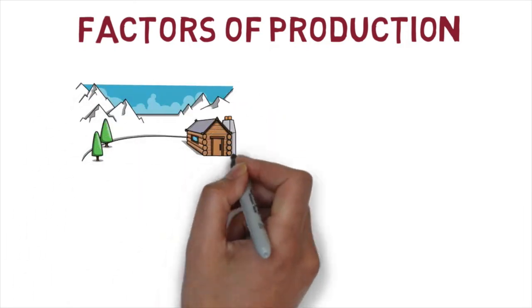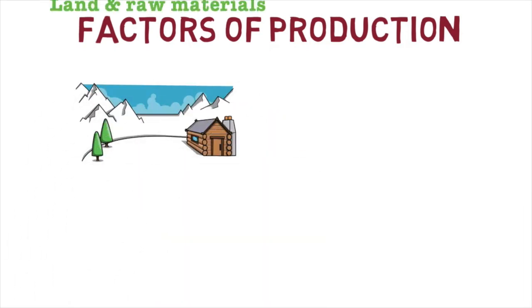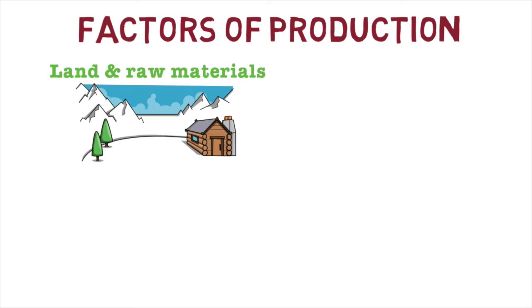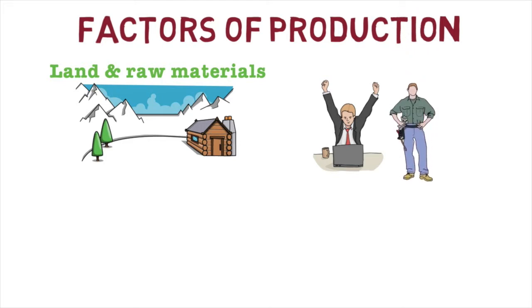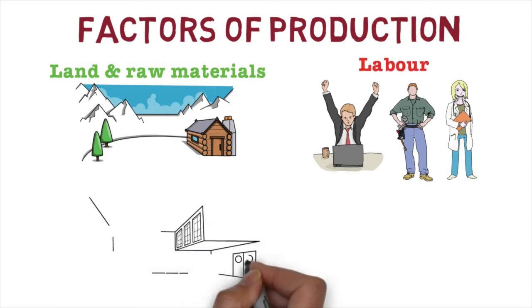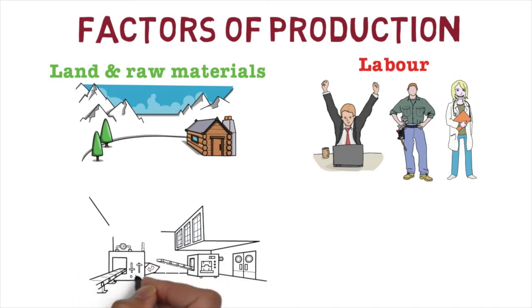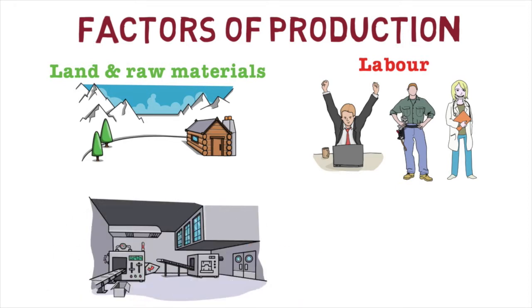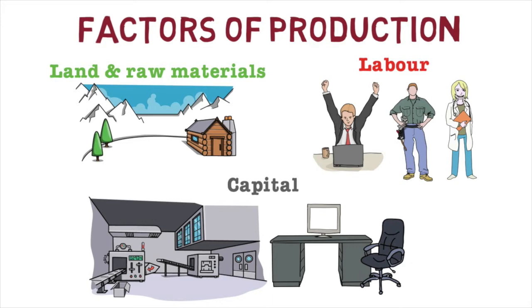The first one is land and raw materials, so the quantity of these that are available to produce output with. Number two is the labour force, so the skill of the labour force and the quantity of labour available within a country will determine its output level. And number three, the amount of capital infrastructure, so the physical capital infrastructure such as machinery, computers, Wi-Fi, broadband, etc.